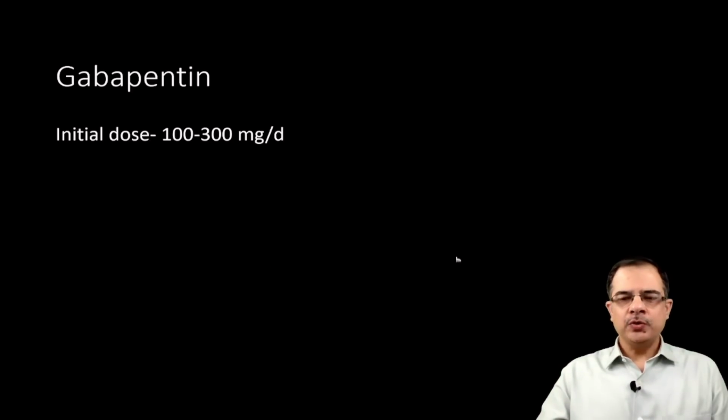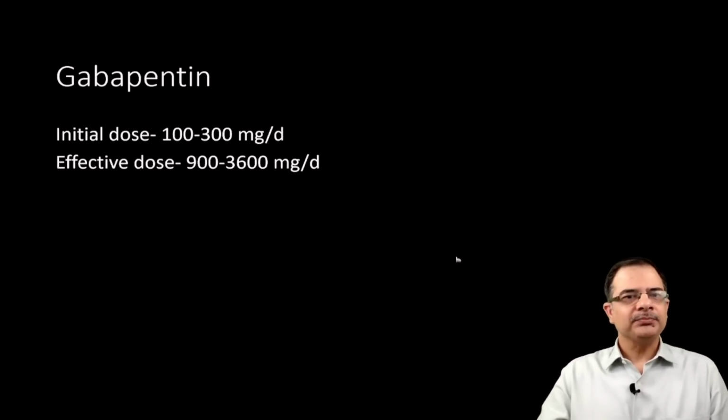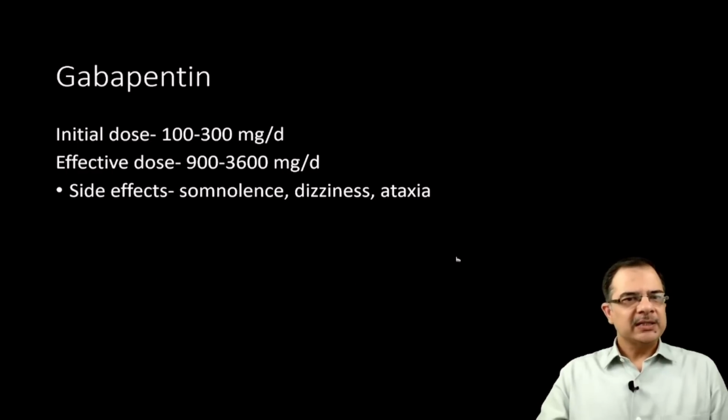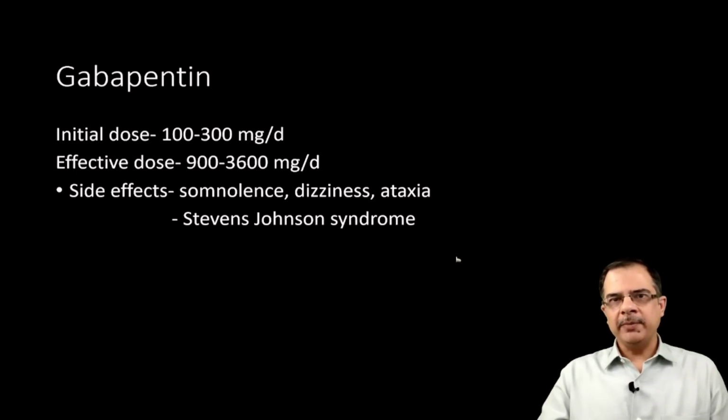Gabapentin, initial dose is 100 to 300 milligrams per day, and in clinical practice, it is seen that gabapentin has more side effects of drowsiness and dizziness. Effective dose will be 900 to 3600 milligrams. Again, the up-titration will be done every 1 or 2 weeks, depending on the patient response. Side effects are similar to pregabalin. It can also lead, though rarely, to Stevens-Johnson syndrome.